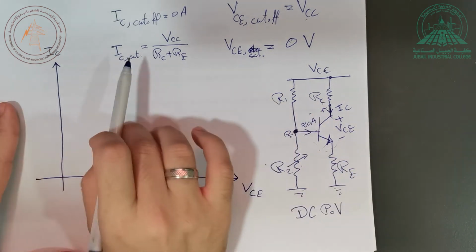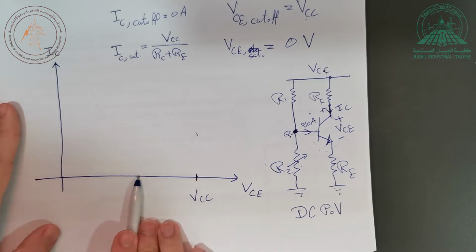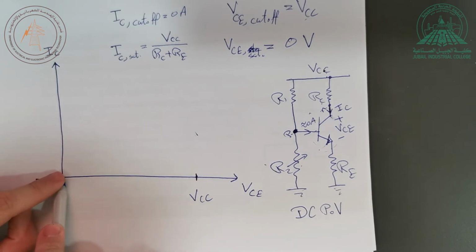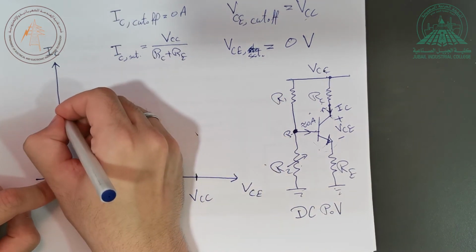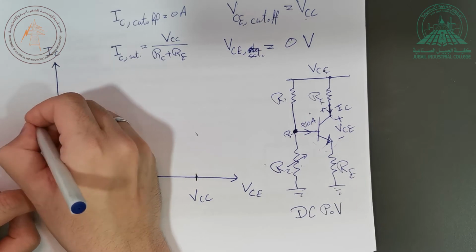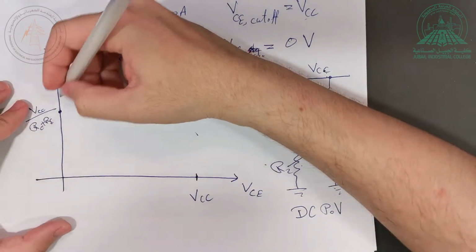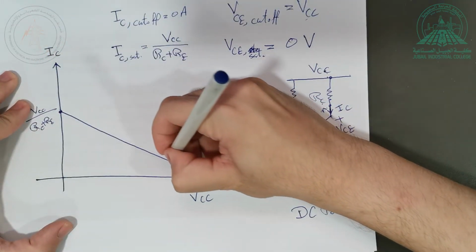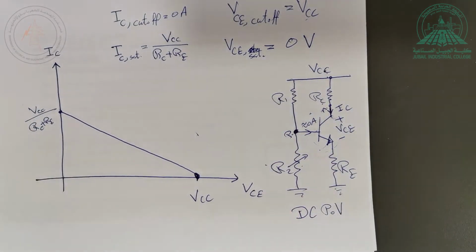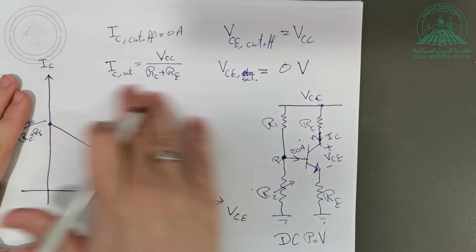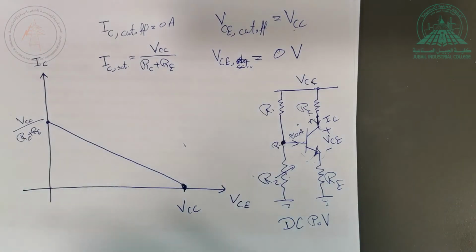How about the other point, saturation? In saturation, the voltage is equal to 0, so I move like that until I go to 0 volt. How about the current at that point? The current at that point is equal to VCC divided by this value. So I'll come up here and say this is VCC divided by RC plus RE. Then I draw a straight line between these points. So this is your DC load line. This is how you obtain it: you find these values, simple as they are, put these two points, and connect them.